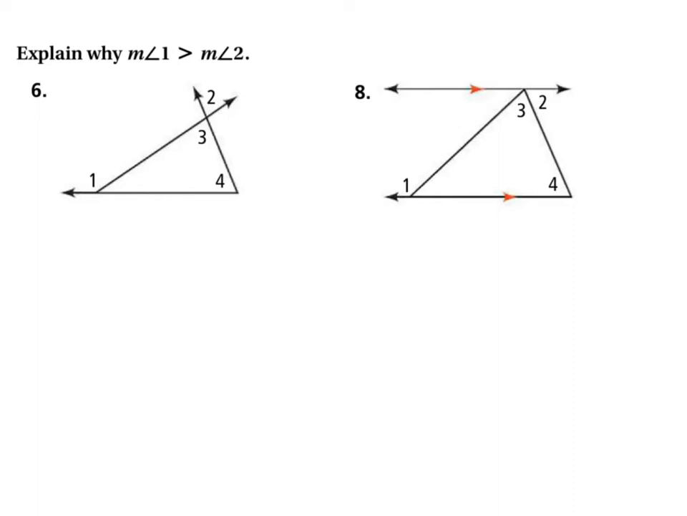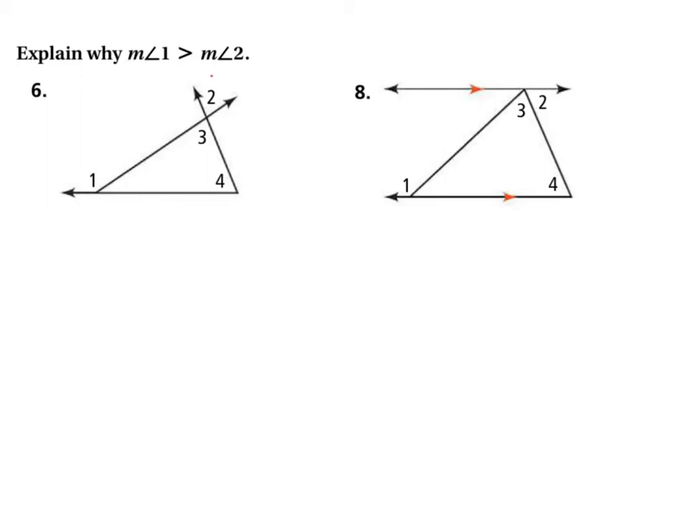So we use the comparison property of inequality, which says that if A, or in this case 1, is equal to B plus C, or in this case is equal to 3 plus 4, and the measures are both positive, 3 and 4 are both positive, then we know that angle, in this case 1, is going to be greater than either one of these, either 3 or 4. So we know that 1 is greater than 3 and 1 is greater than 4.